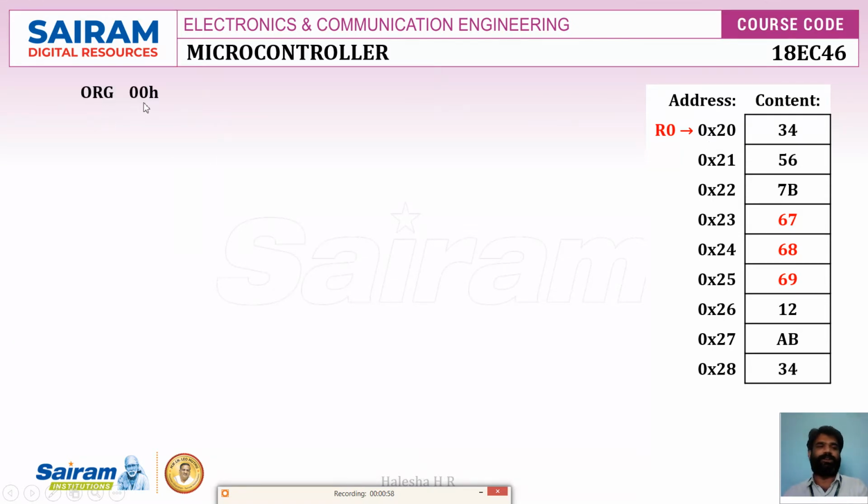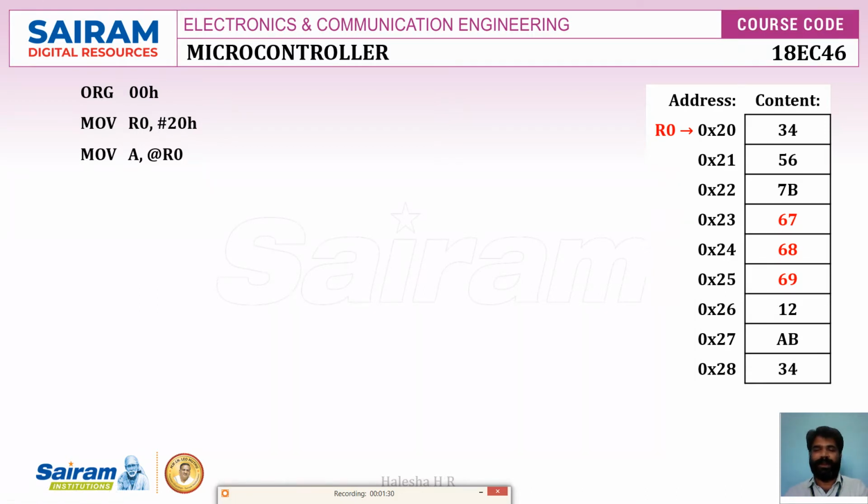Start with ORG 00h, as we are expecting the first opcode byte to be at the address 00. Then to configure R0 to point to the start address, say MOV R0, #20h, which means copy 20h into R0, and then we get the number. To get the number we use indirect addressing mode, that is MOV A, @R0. So now A has 34.